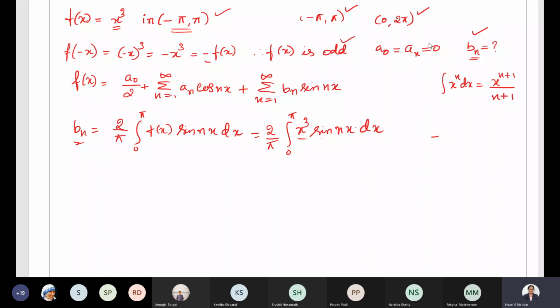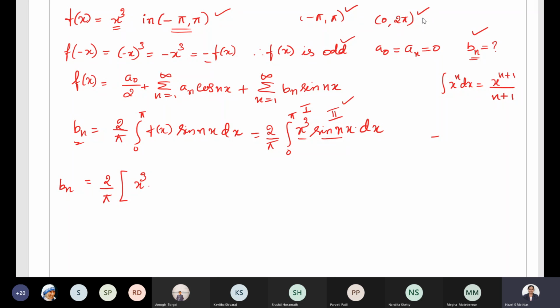We have to apply Bernoulli's rule in order to find the integral of the product of two functions. According to Bernoulli's rule, what shall we do? We should take the first and the second term. The algebraic term, let's take this as the first term. The trigonometric term, let's take this as the second term. So according to Bernoulli's rule, we'll keep the first term as it is, that is x cube, keep it as it is.